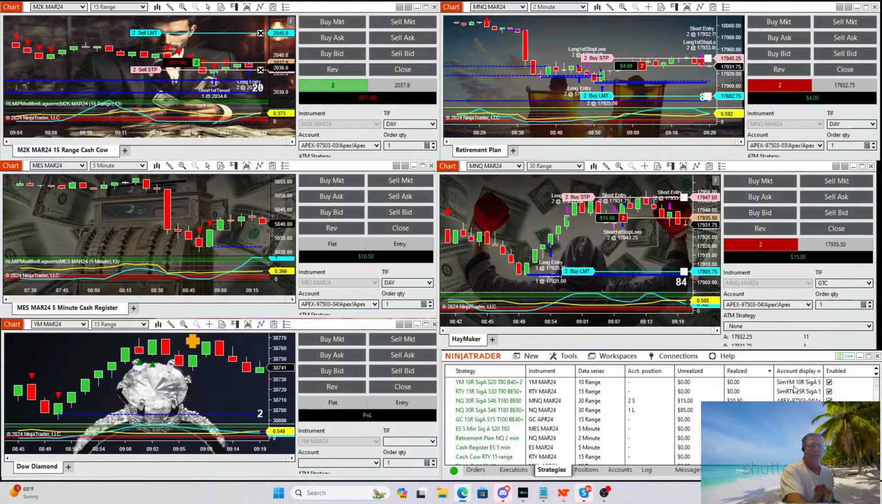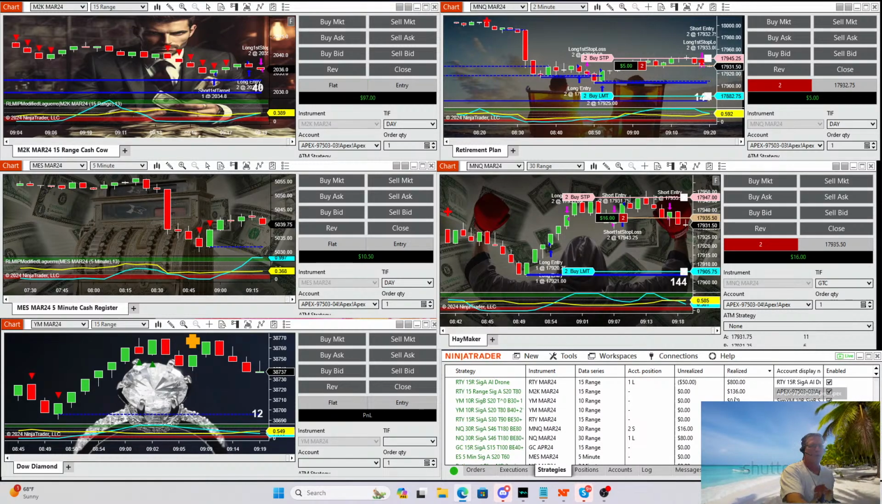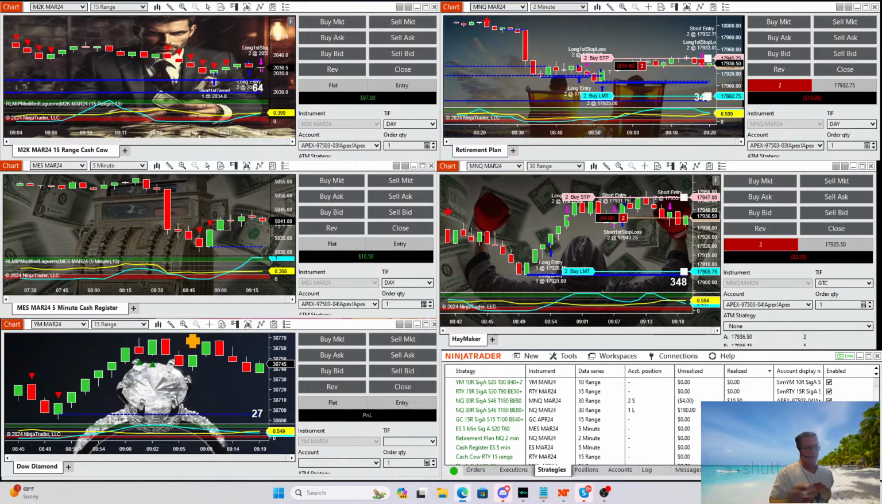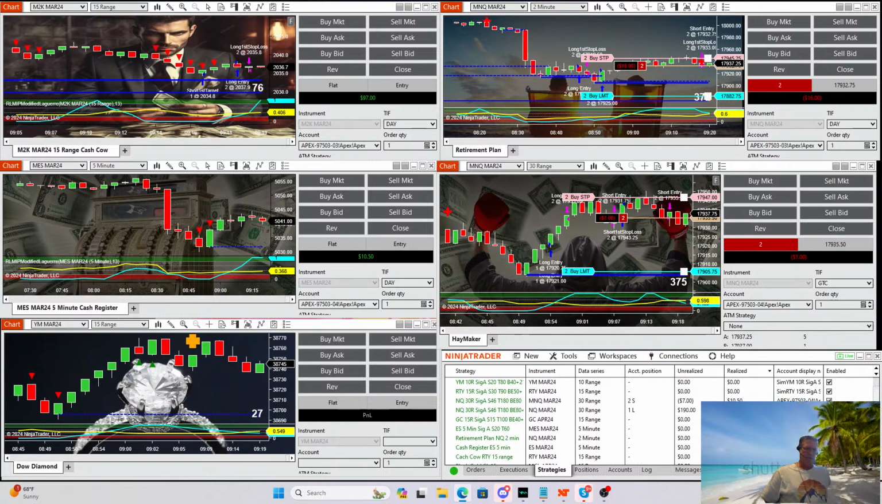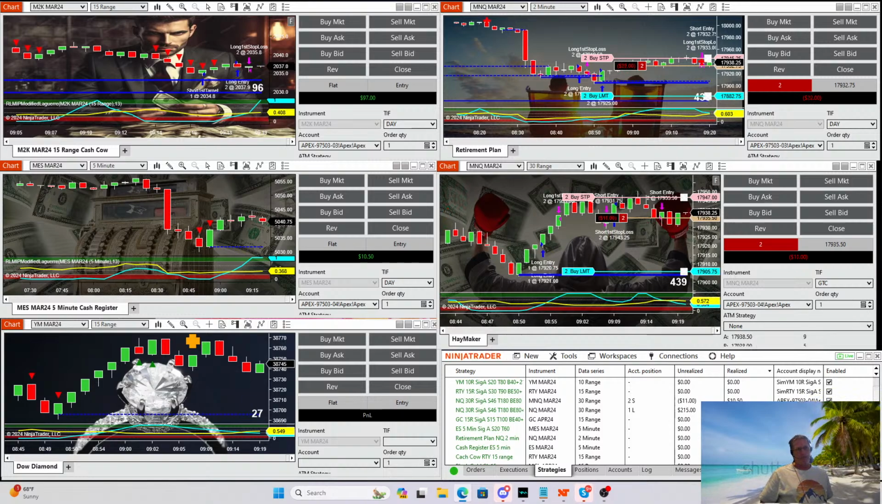I've got my Apex order filled here on the M2K. That's account 3. This is account 4. The other ones in account 3 are the Micro E-mini. I don't really like to trade the same instrument on different time frames on the same account. So I'll split them between different accounts. If I have 2 NASDAQ strategies that are doing well, like the Haymaker and the retirement plan, one's a 30 range, one's a 2-minute, I won't run those on the same account. I'll run one on 3 and one on 4.